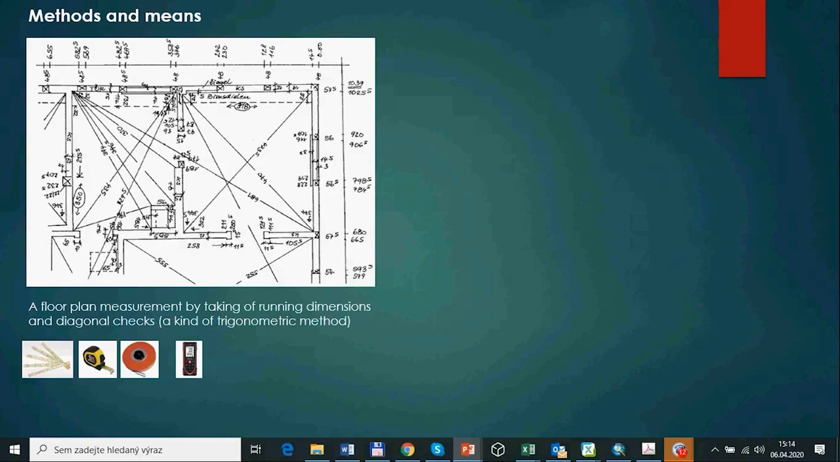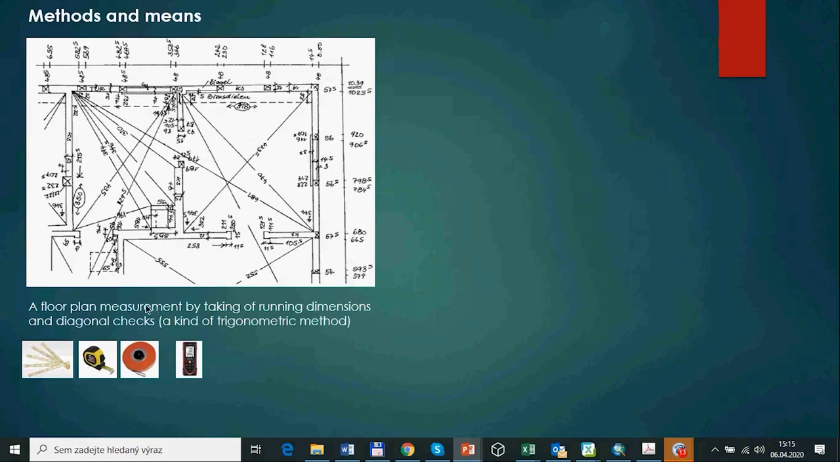How to record? Which kind of methods can we use? The easiest way to make a floor plan is to take running dimensions in straight lines and with diagonal checks. These diagonals are not only for checking, for control, whether the room is orthogonal or rectangular or not, but you have to record them because this method is a kind of trigonometric method. So you use the triangles in the sketch for construction of the drawing.